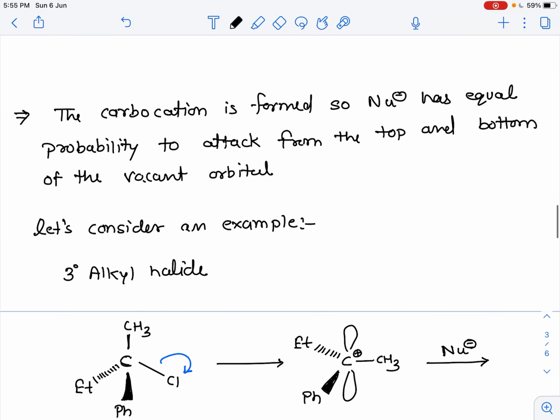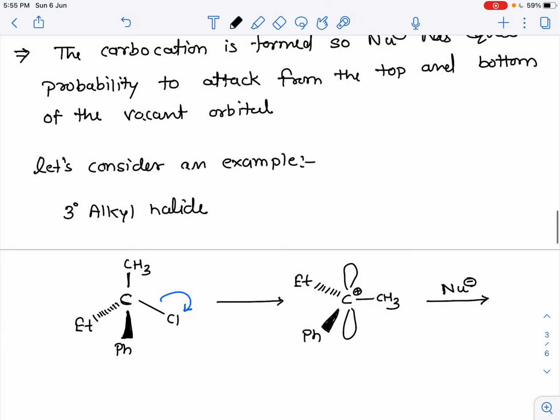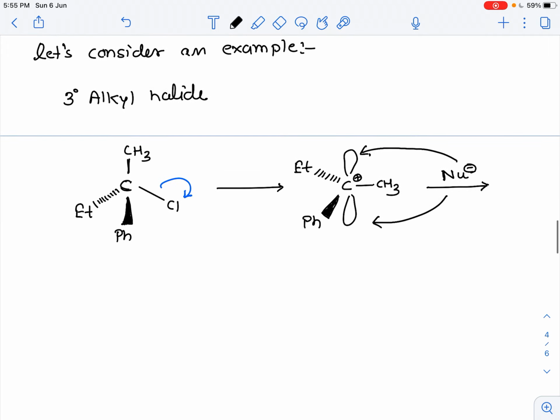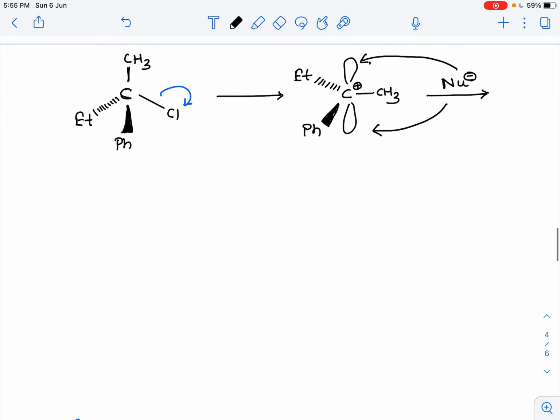Now the next thing in this, the carbocation is formed. So the nucleophile has equal probability to attack from the top and bottom of the vacant orbital. You know that carbocation is having sp2 hybridization and one vacant orbital. You can see this vacant orbital after leaving the leaving group. Cl is being left from here. Okay, so the nucleophile has the tendency to attack from either side. Clear or not? It has the tendency to attack from either side.